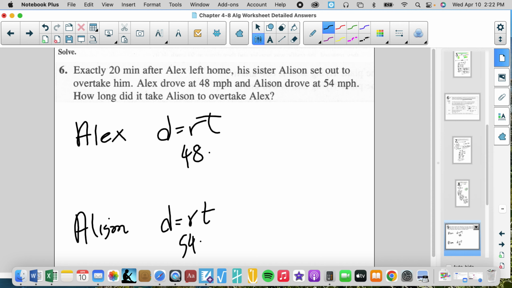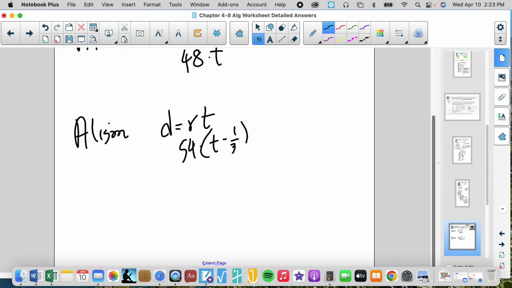20 minutes again, we're in minutes here and we need to be in hours. So 20 minutes is equivalent to 1/3 of an hour. Woohoo! 1/3 of an hour, kids. So Alex left home first, so he gets T, and his sister is going to leave after, so we have to do T minus 1/3. When are their distances the same? So when does distance Alex equal distance Allison?